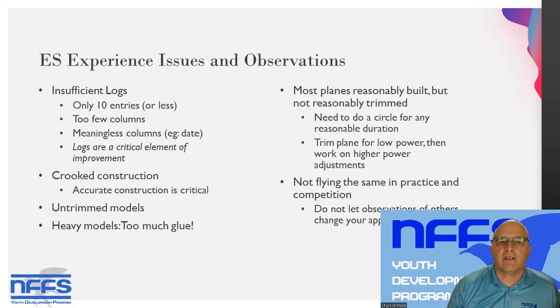Crooked construction. The kits have very good instructions, and if they're built on a flat surface, they will build well. We see a lot of untrimmed models that have clearly never been flown. You need to get in the gym. If you're going to spend $50 to $100 on a kit and build it well and have never flown it, you haven't done the primary part of this event, which is flight optimization.